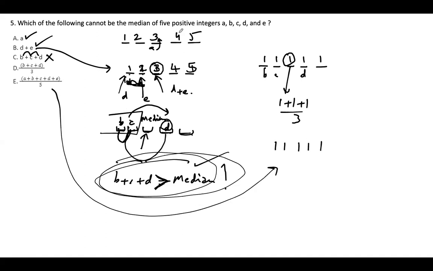See, there's no information given that these 5 integers have to be distinct, and hence I can assume all the integers to be the same. So A plus B plus C plus D plus E divided by 5 should be equal to the median value. 1 plus 1 plus 1 plus 1 plus 1 divided by 5, which is 1. So this is possible, this is possible. Only option C is not possible.